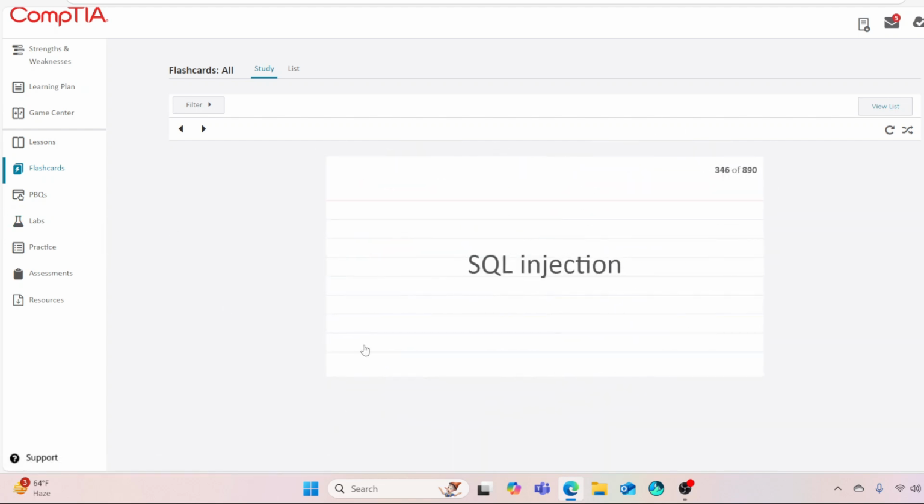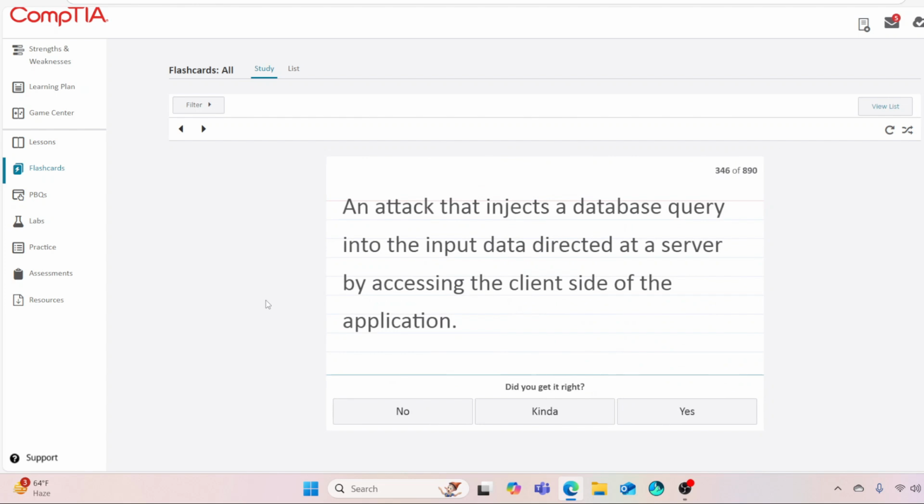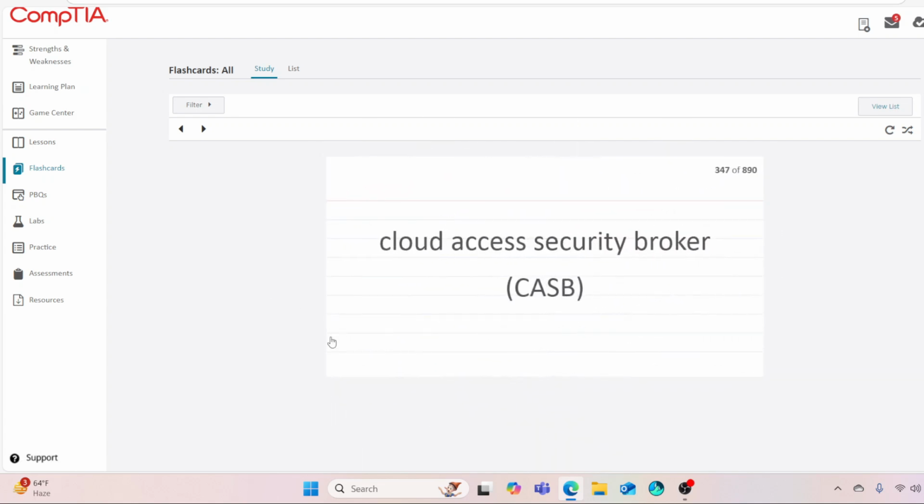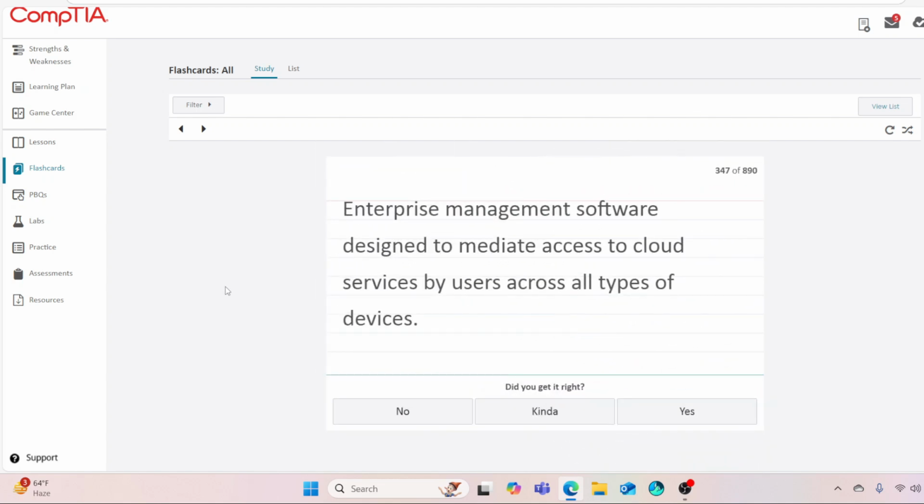SQL injection. An attack that injects a database query into the input data directed at a server by accessing the client side of the application. Cloud Access Security Broker, CASB. Enterprise management software designed to mediate access to cloud services by users across all types of devices.